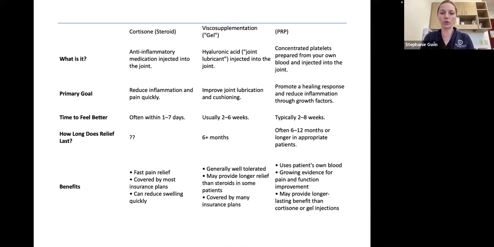Benefits of cortisone, it works quick, it's relatively inexpensive, and if you do have swelling, it can help with that. Gel injections are generally well tolerated, also generally covered by insurance. Doesn't have some of the negative side effects of cortisone, which we'll get to. PRP we're going to get to, but typically better results in head-to-head studies, especially for long-term compared to cortisone or gel.